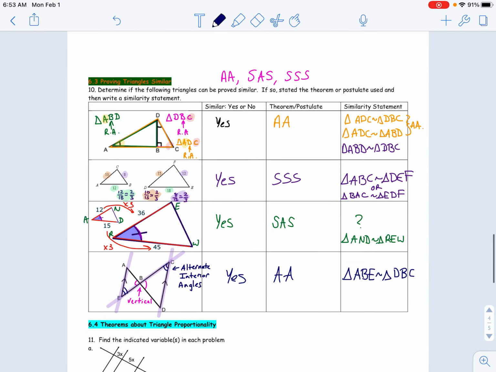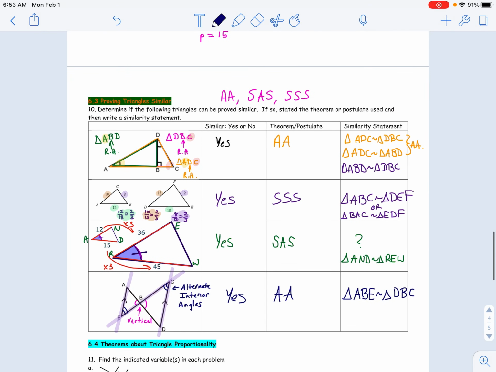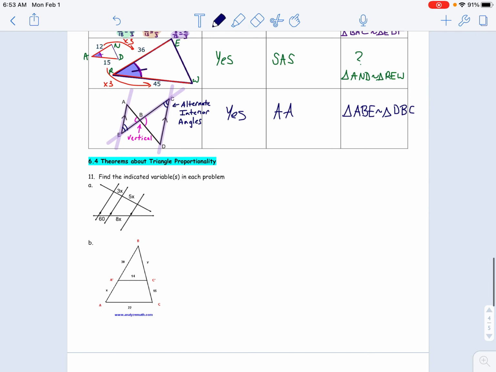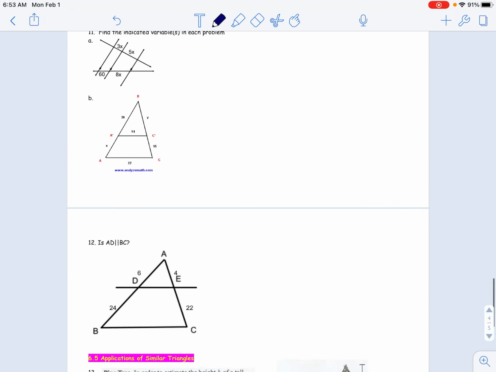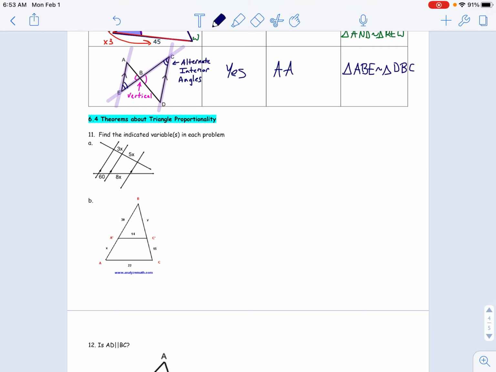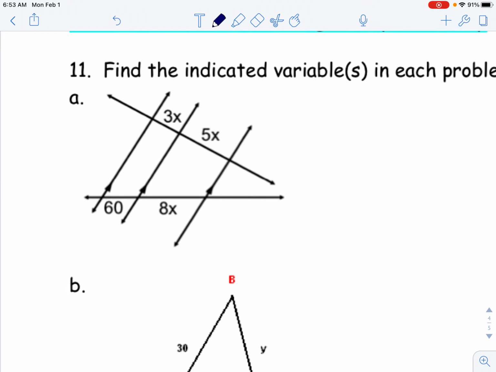All right, so that's just some similarity stuff right there. That's how you prove them to be similar. Pretty cool stuff right there. Again, and let's just dive into some more triangle proportionality stuff. Again, it just seems like no matter what we do, it seems like we're setting up proportions and cross multiplying.